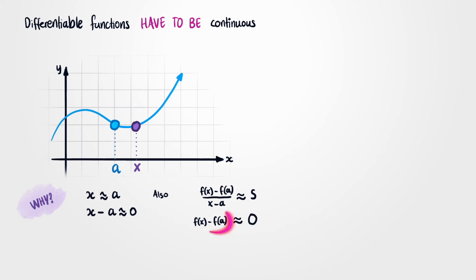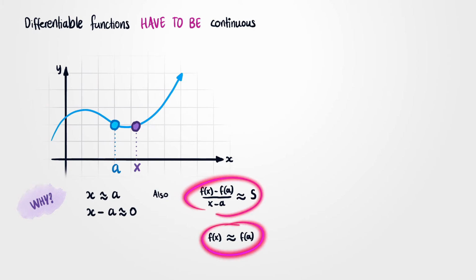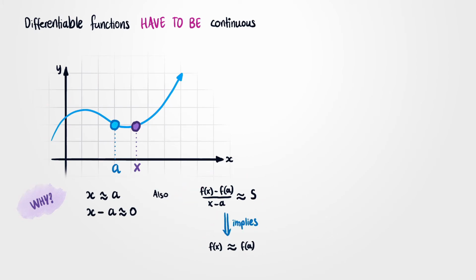And now finally, let's take this to the right hand side as well. Since we rearranged this to get this, that means that anytime this is true, this must be true as well. In other words, this implies that this has to be true. If you look carefully at this, we're actually saying that f of x is approximately equal to f of a. Or in other words, when x is approximately equal to a, then f of x has to be the same thing as f of a.